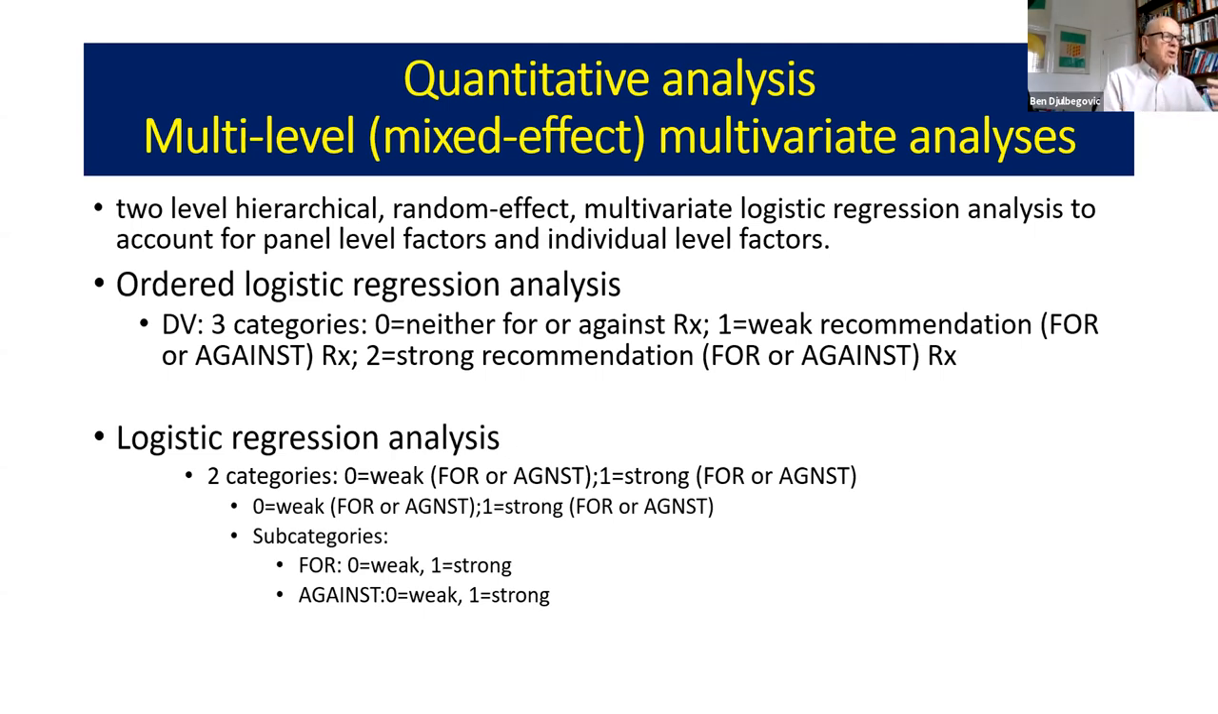In that case, we would do logistic regression analysis, but some panels also couldn't really make a recommendation. So there will be three categories: they couldn't make a recommendation either for or against the intervention, or made a weak or strong recommendation. In that case, we did ordered logistic regression. It's a mixed effect multivariate analysis because we needed to account for clustering of judgments within every single panelist, but also within the panel. So this is a so-called two-level hierarchical random effect model, to take those clusterings of judgments into consideration.